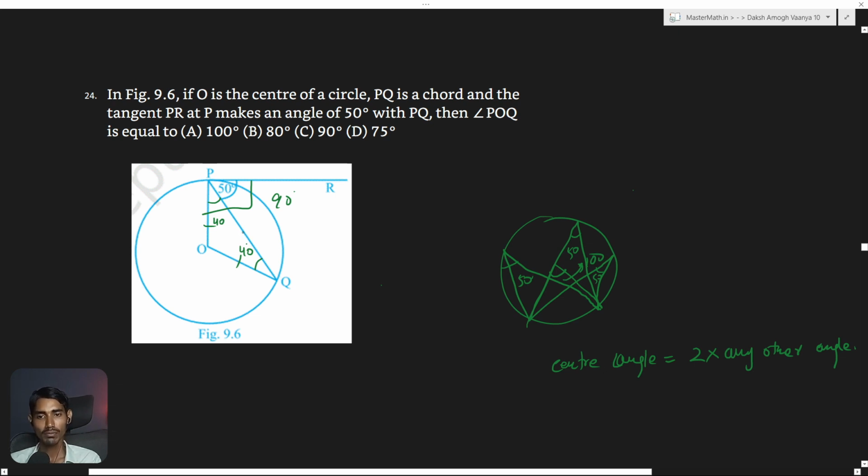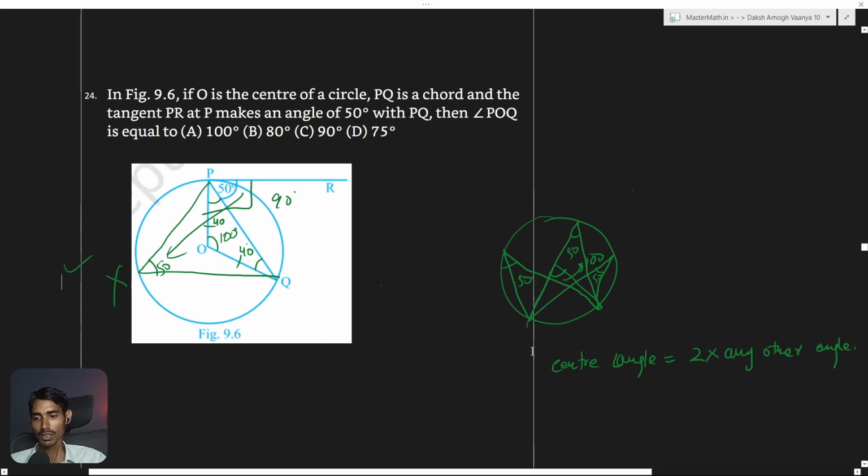Is that okay? 40 and 40, this would be 120. No, 100, sorry. I'm weak in math. So now you could also do it this way. This is 50, 50 with the tangent. So this would also be 50 at angle x, and then angle POQ would be double of angle x. So even that works. Zubair, is that okay?